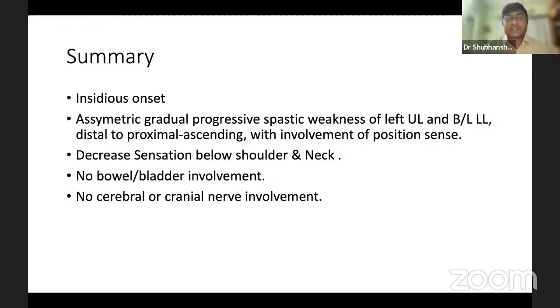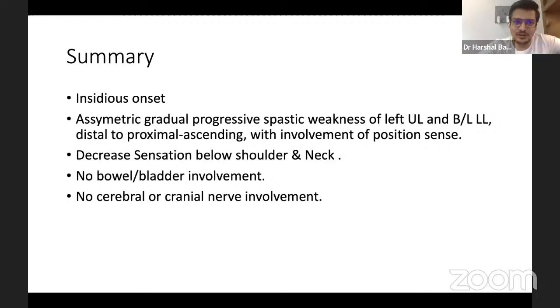The patient has an insidious onset, gradual progressive weakness of left upper limb and bilateral lower limb, starting with fingers and foot and going more proximal, with difficulty in maintaining balance, with difficulty in assessing whether the chappals have been worn or not, without any bowel and bladder involvement.